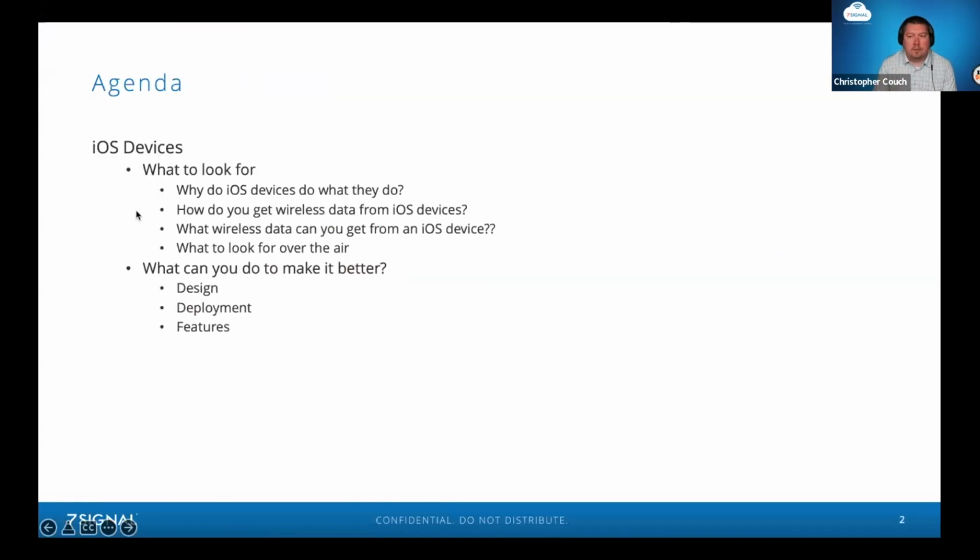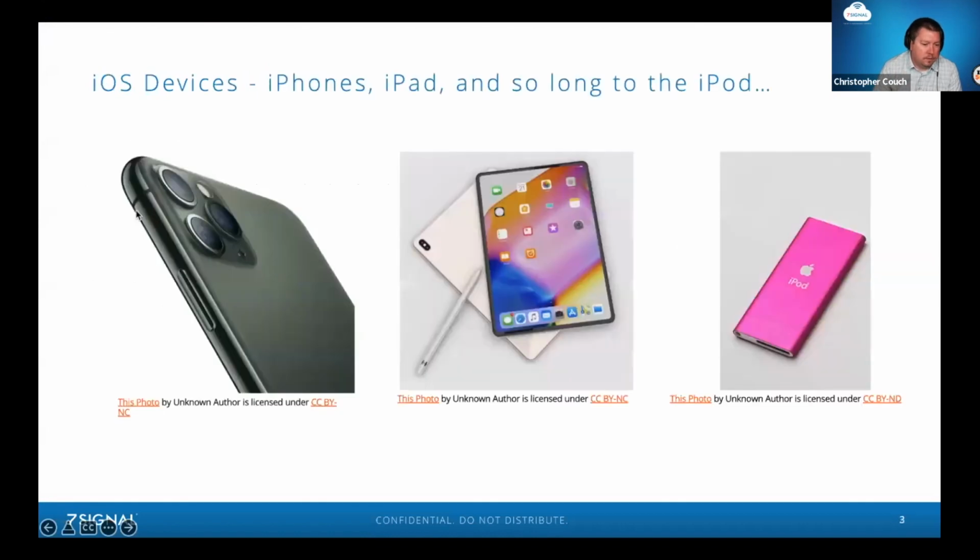So the agenda for today is we're going to be talking about iOS devices. What do they do? How do they function in your environment? And then what can we do to make it better? The devices we're specifically going to be talking about are iPhones, iPads, and no longer the iPods. The iPod touches are gone. Those have been retired, but I'm sure you'll see them in your environments for years to come as people continue to use them. So this is what we're focusing on today.